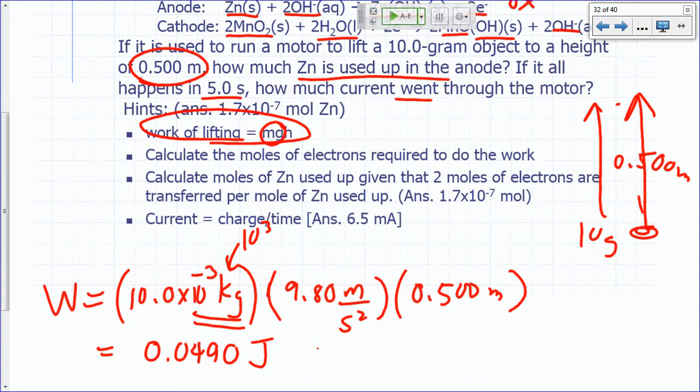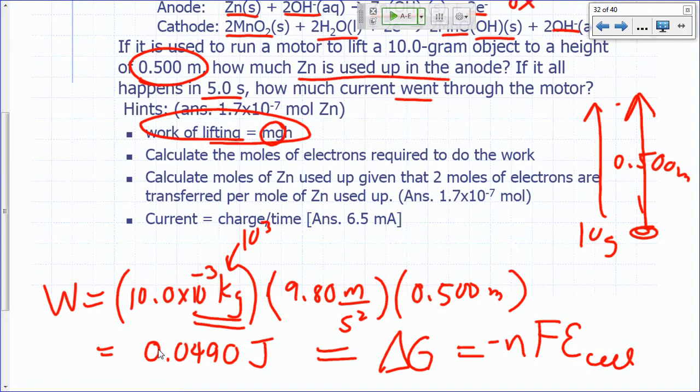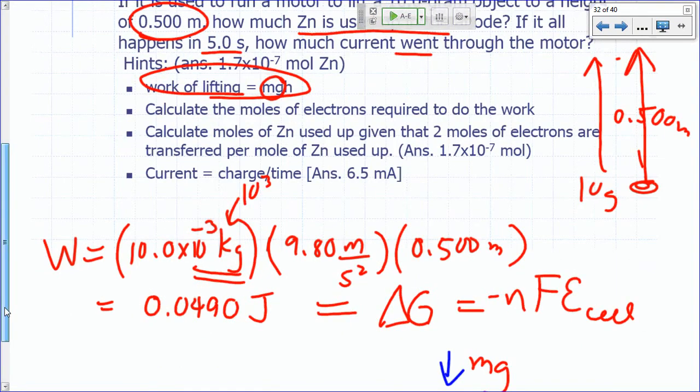And what is this work going to be equal to? That's going to be your delta G, right? So that's equal to moles of electrons transferred, so that's the charge transferred, times the Faraday times the cell potential, minus nFE. So we can solve for moles of electrons transferred.